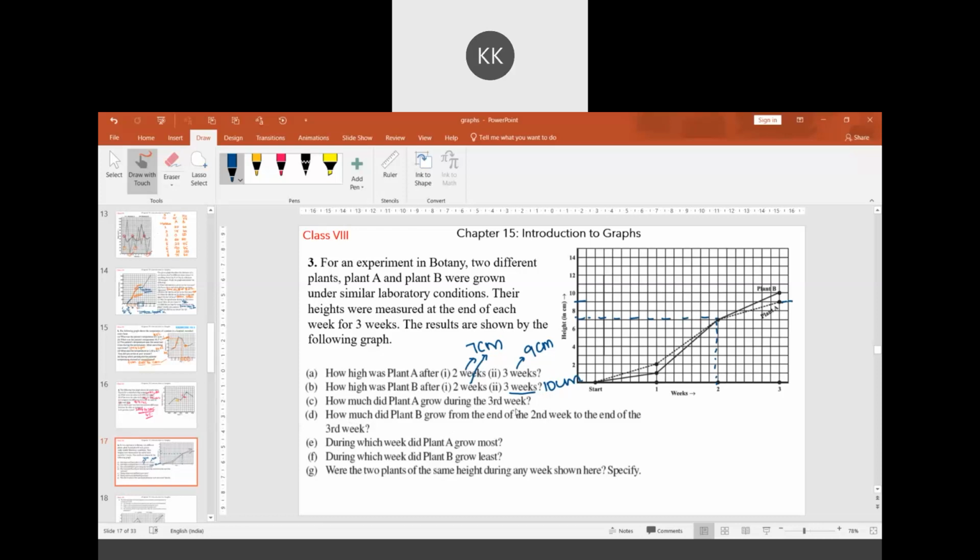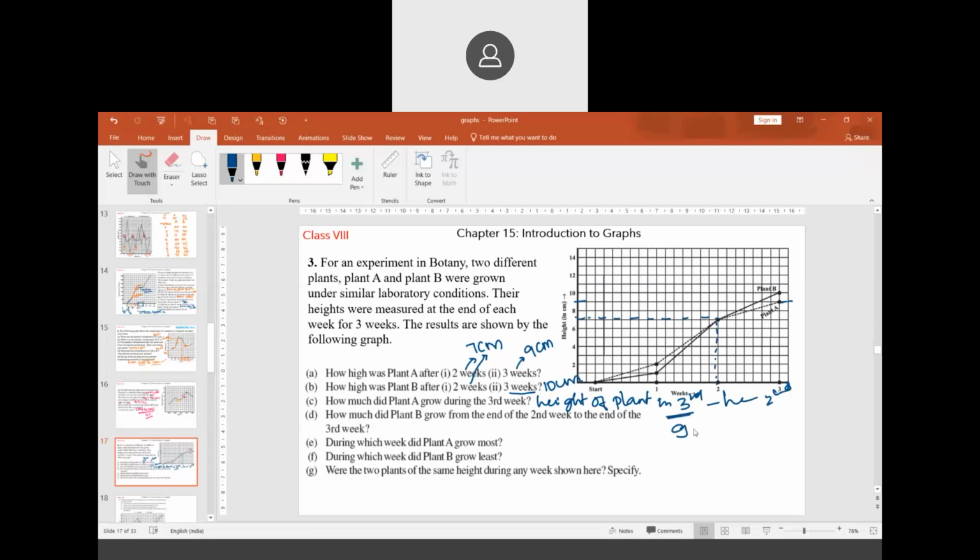Sir, 2 centimeter. Why? So we should calculate till the second week and find the total of the third week, and subtract the second week from the third week. Growth in the second week. Height of the plant in the third week minus height of the plant in the second week.